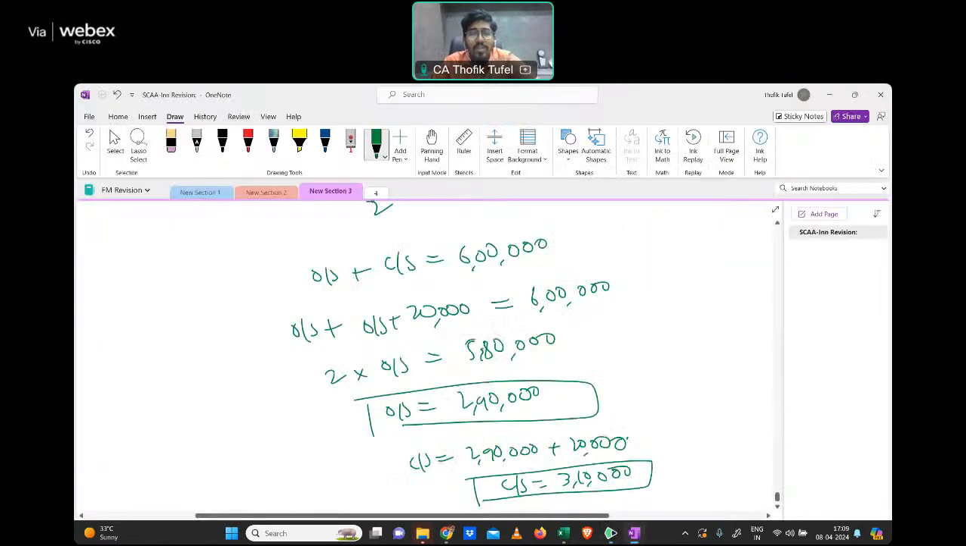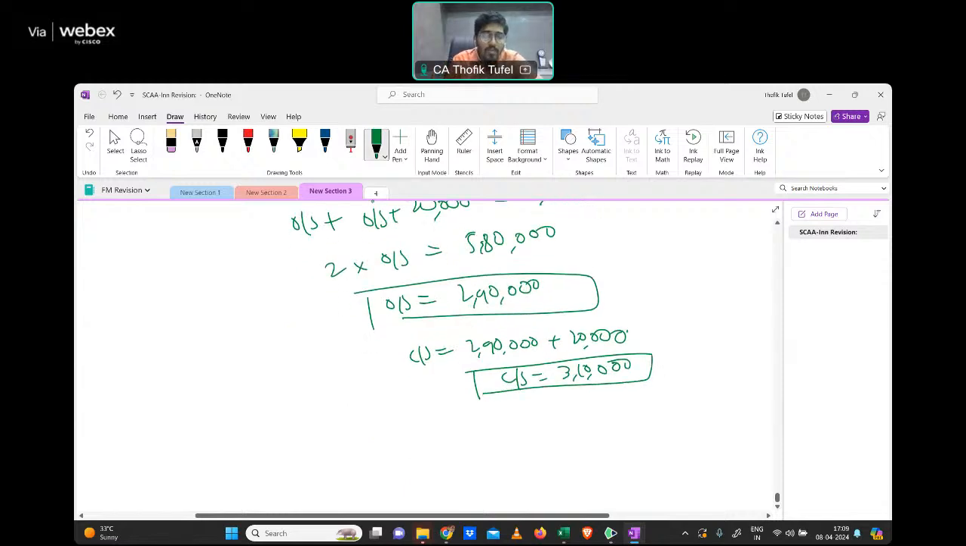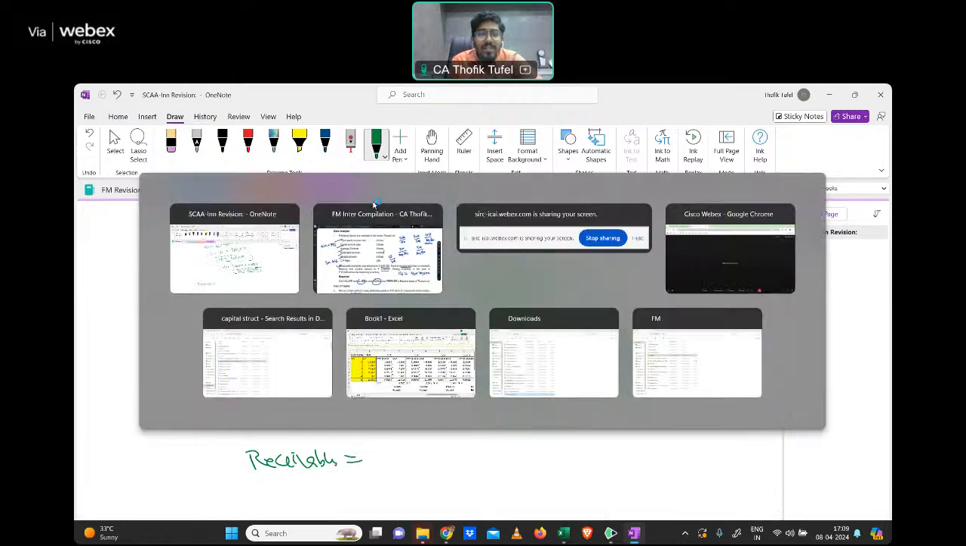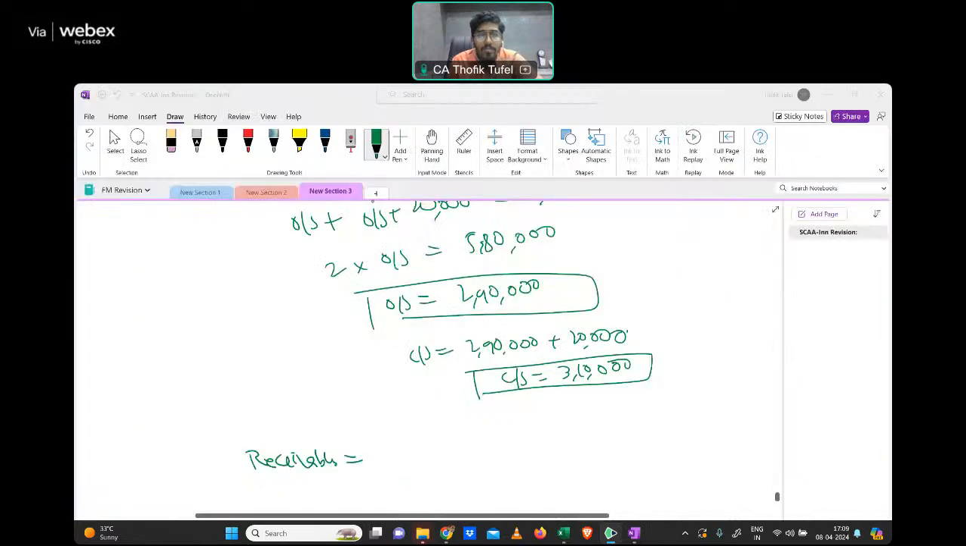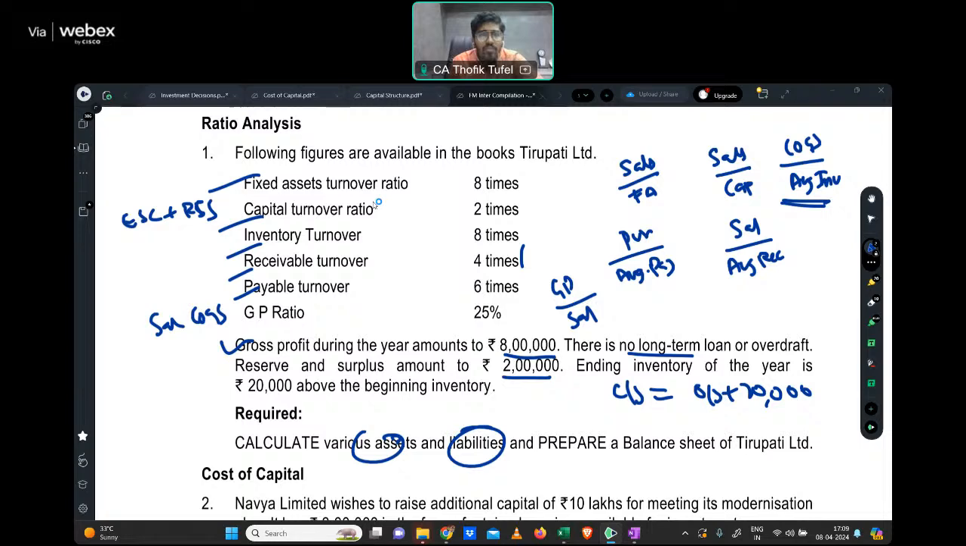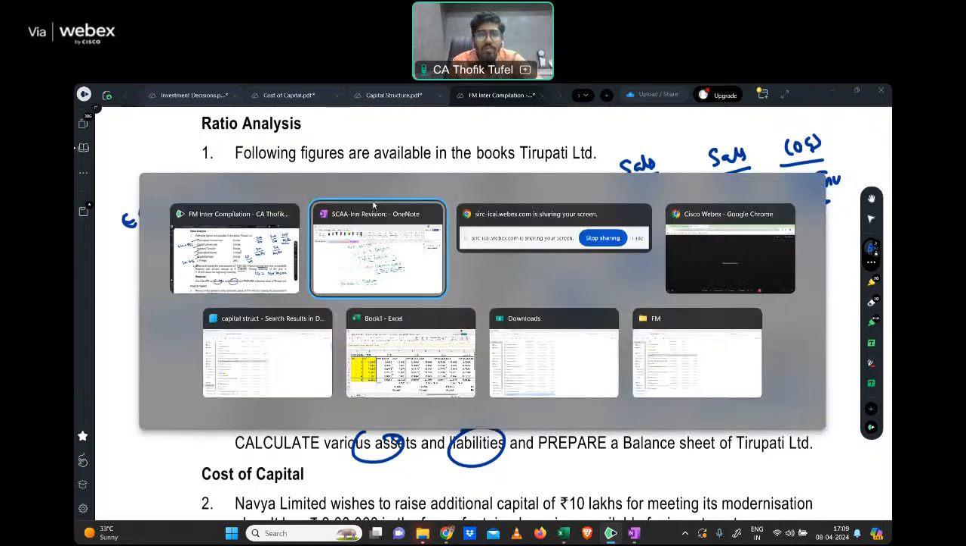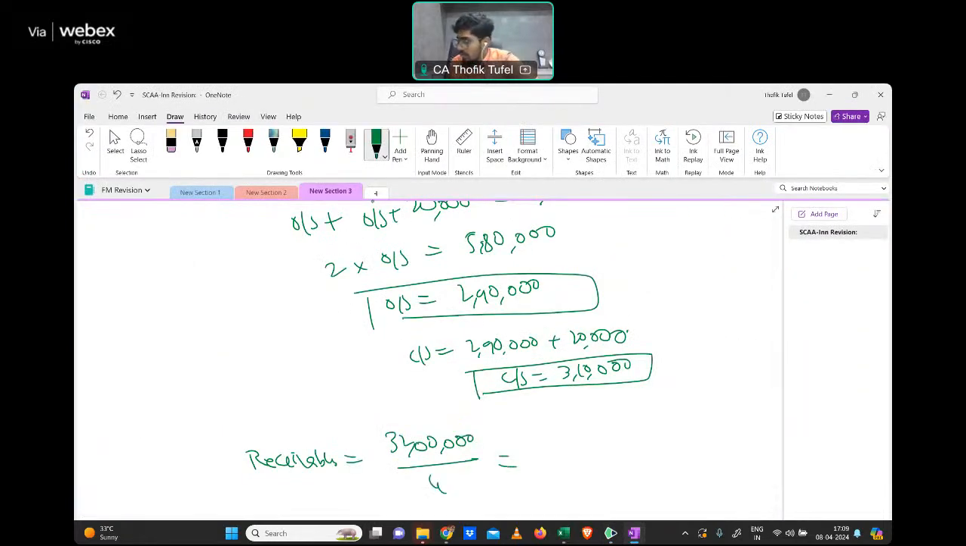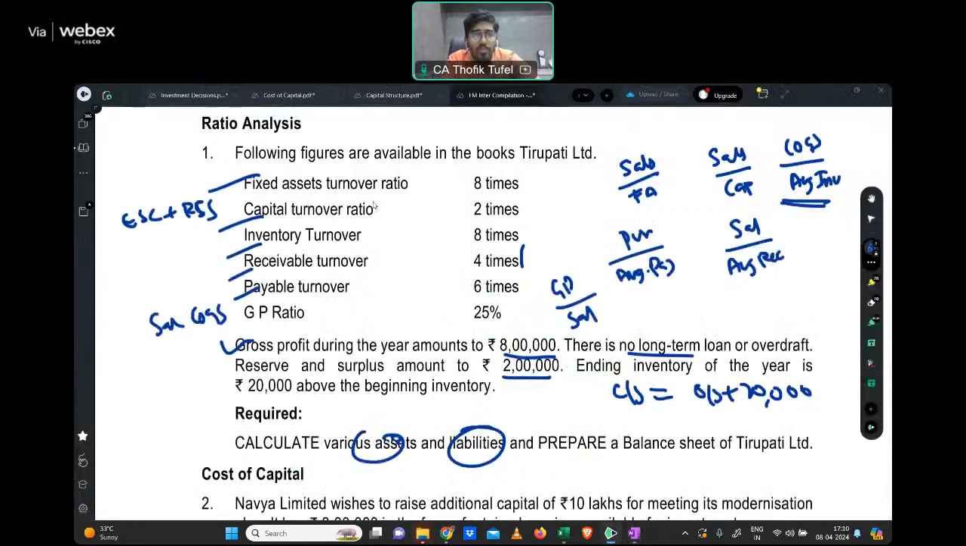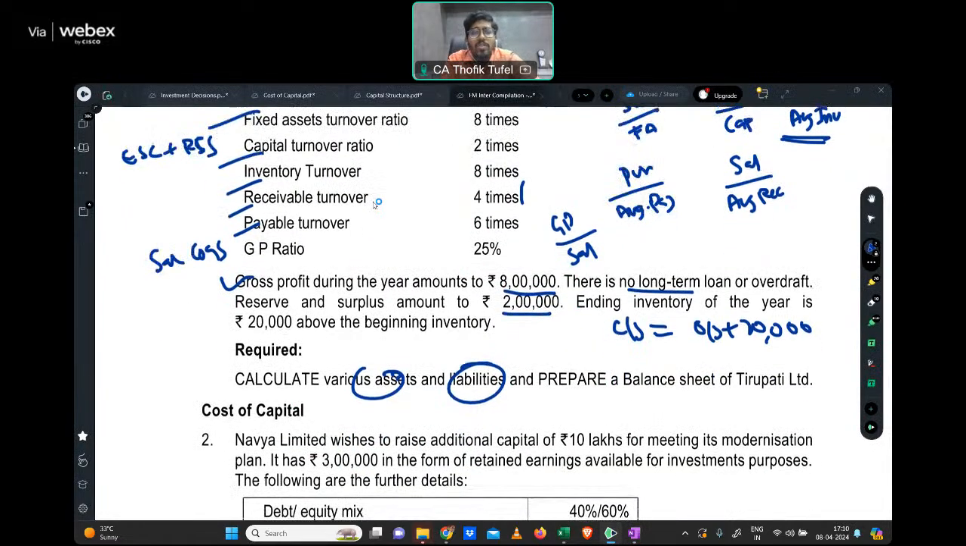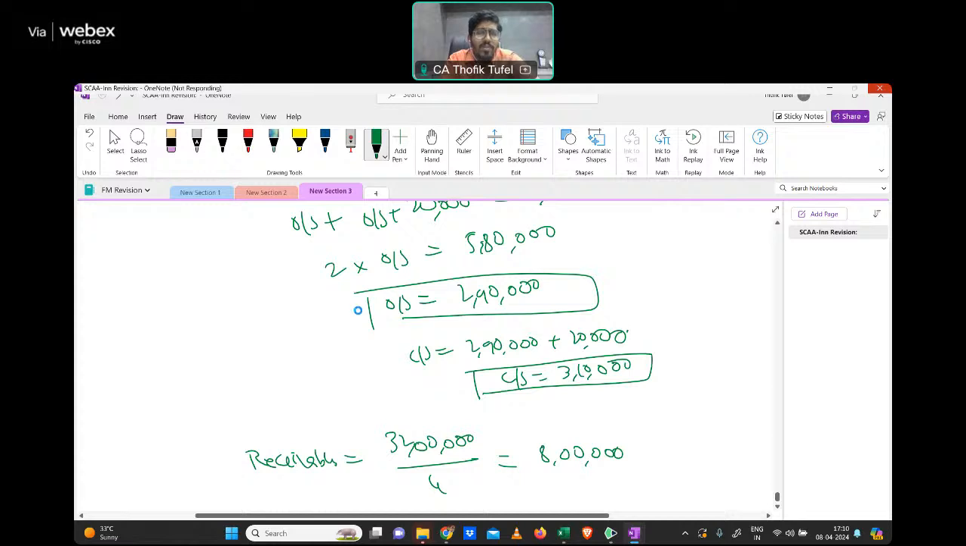Similarly, receivable turnover ratio is 4 times. Now you have to find out receivables. Receivables is sales divided by receivables turnover ratio. What is my sales? 32 lakhs, divided by 4 times. 32 lakh divided by 4 is 8 lakh rupees. So I am also having receivables of 8 lakh rupees. Now payables turnover ratio. For payables, we will need purchases, sir.